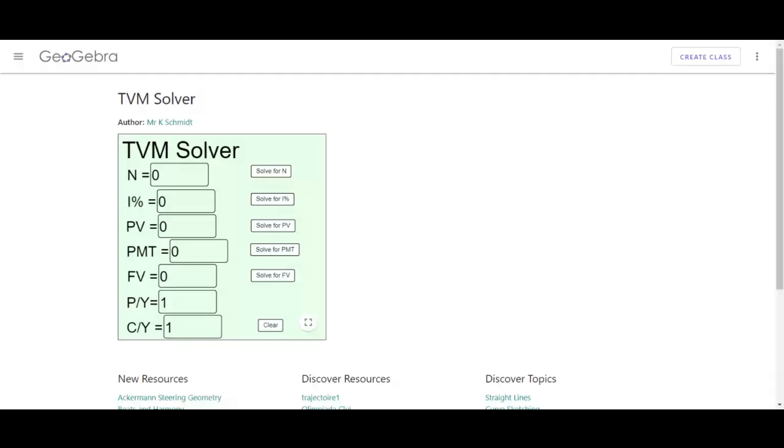Or what would our monthly deposit have to be? Well, if you put in all the other data values, you could solve for PMT. You could do that. All right, so that's what that TVM solver looks like. Now, before we do some examples, there's some other stuff I have to point out with it. Let me just get back to the notes.